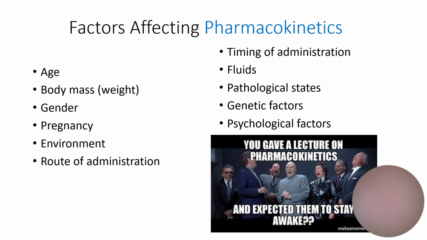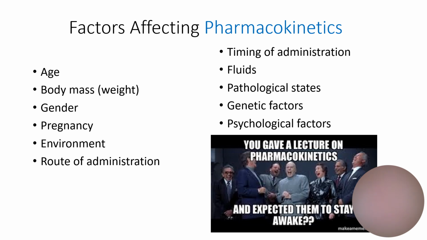Environment: heat and cold cause changes in peripheral vascular circulation and can cause changes in absorption, especially in topical meds. And then routes of administration: local effects of a drug occur at the site of application, like topical applications of drugs to the skin, so little if any absorption occurs. Systemic effects require the drug to be absorbed into the bloodstream before it can be distributed to a distant location.